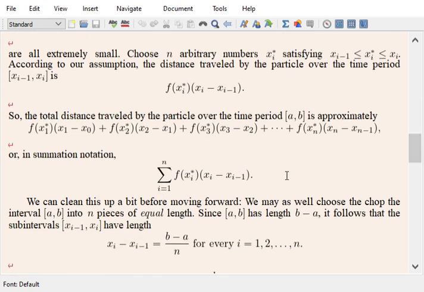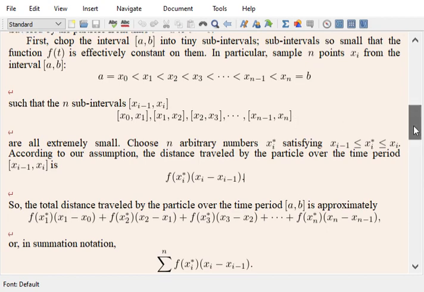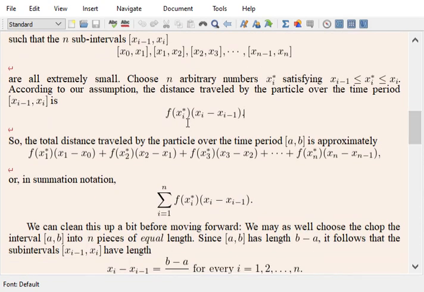Altogether then, the total distance traveled by the particle over the time period AB is approximately what you would get if you add up the distances of every subinterval, which is exactly what we do here. We're just adding up all of these little bits for every value of i. This index i ranges from 1, 2, 3, all the way up to n. So just keep that in mind: anytime you see the letter i here, just recognize that it's an index, something between 1 and n. Those are our sample points.